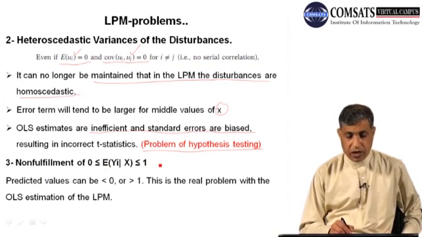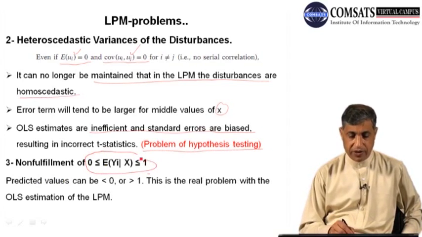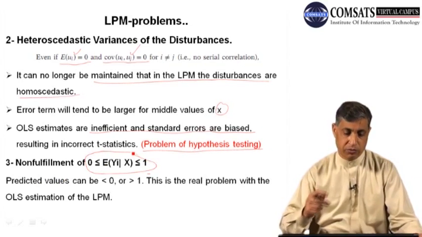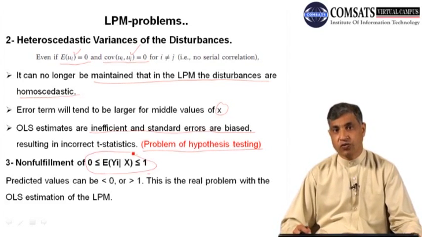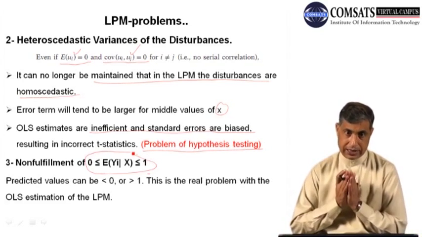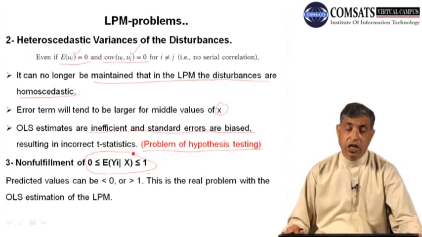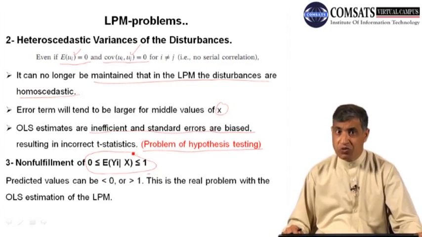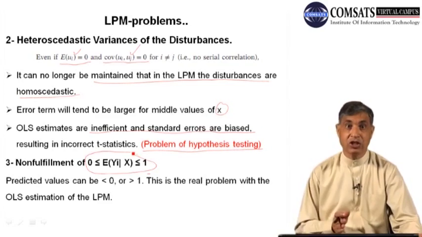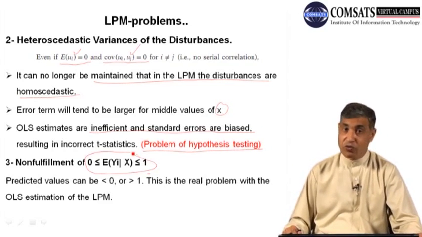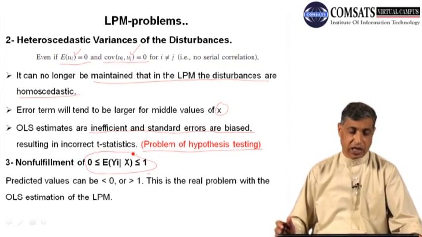Non-fulfillment of 0 to 1: we assumed that our yi variable will be between 0 and 1. Definitely, a probability cannot cross these limits, these boundaries. But unfortunately, when you estimate, the OLS estimator may give values that are less than 0 or greater than 1. So what this means is that it is crossing the limits. So we will be looking at this.